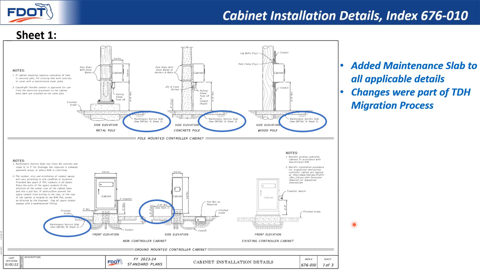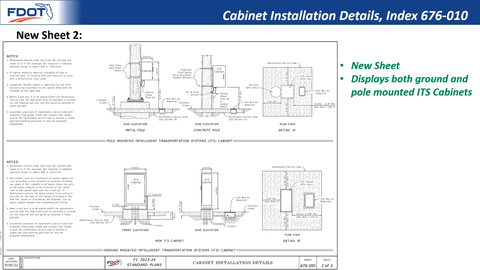We reorganized 676-010, the cabinet installation details index, and added the maintenance slab details. The update also changed all maintenance slabs to 6 inches in depth. Real quick, here's the new Sheet 2 for Index 676-010. We added the details for both ground and pole mounted Intelligent Transportation Systems, or ITS, cabinets and service slab requirements.